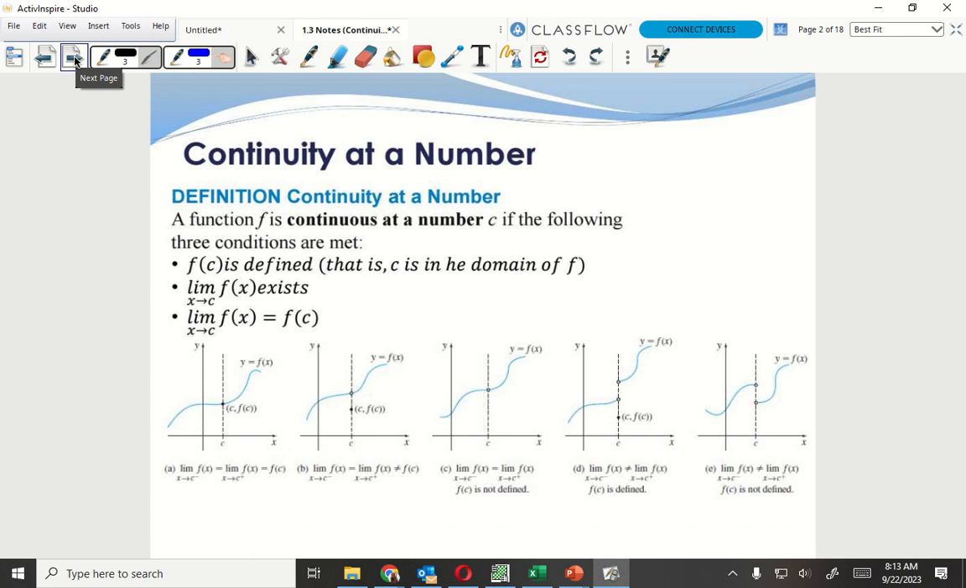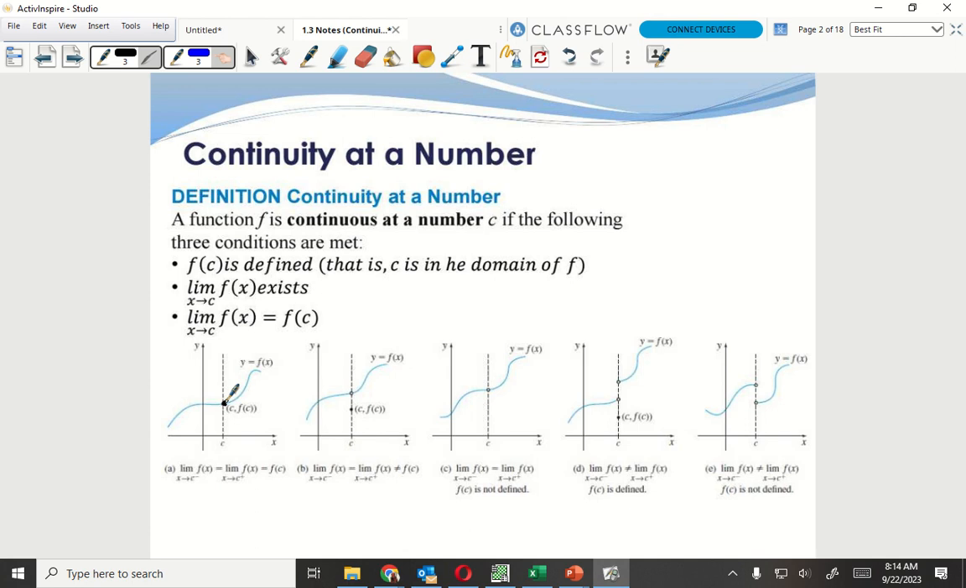Continuity at a number. Definition of continuity at a number. C is defined. It is continuous. That is, C should be in the domain of f. Okay, so now add a number. So this one right here is going to be continuous at C because f(c) is defined. So when I plug in the function, this is also equal to the limit right here.